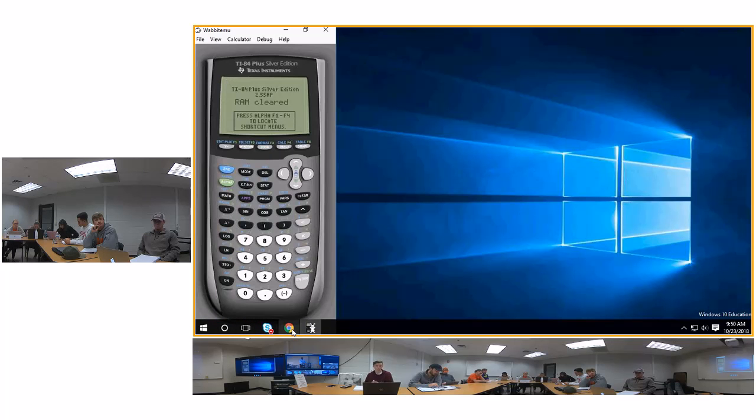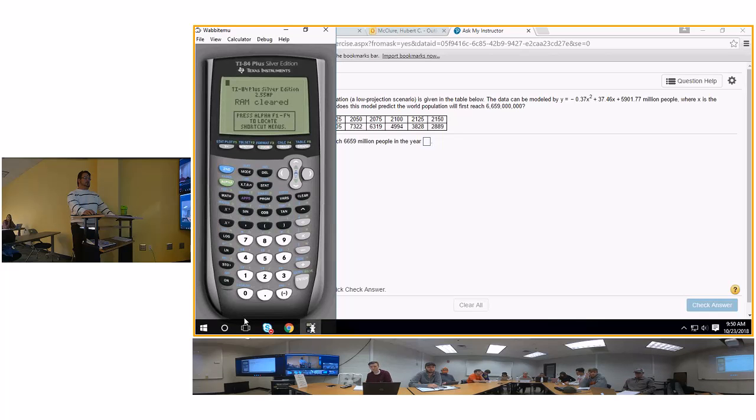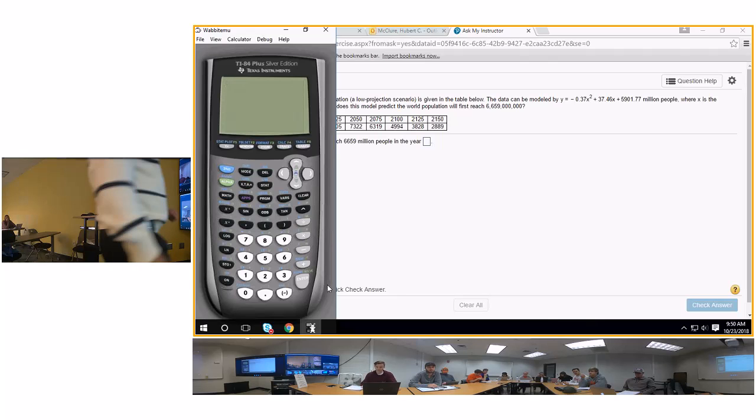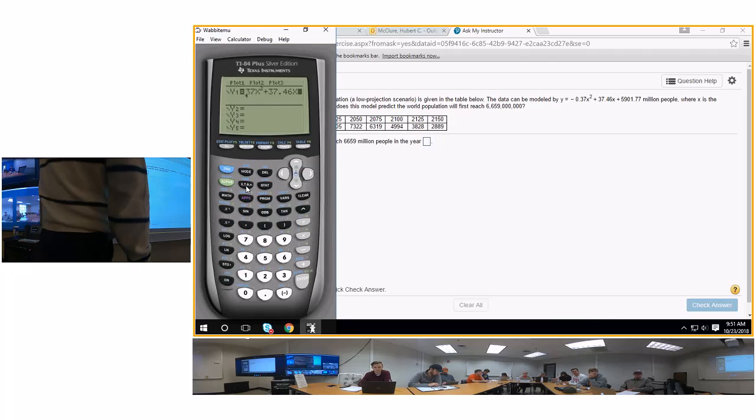And it'll take me probably a long time to actually type it in because of the way it is on this screen. I'm going to try to do it. No coughing in class. Negative, let's see, y is equal to negative 0.37 x squared plus 37.46x plus 5901.77.